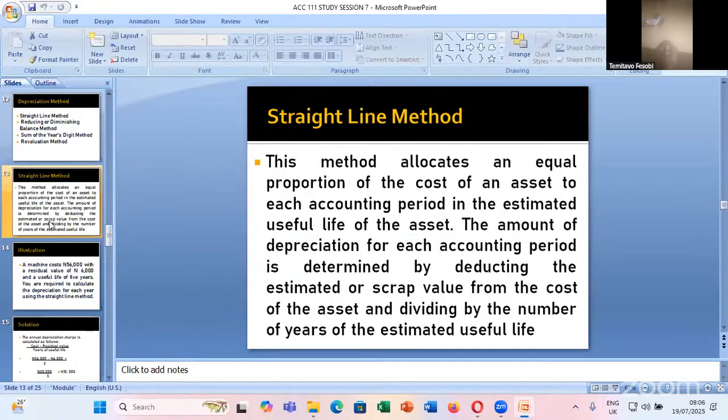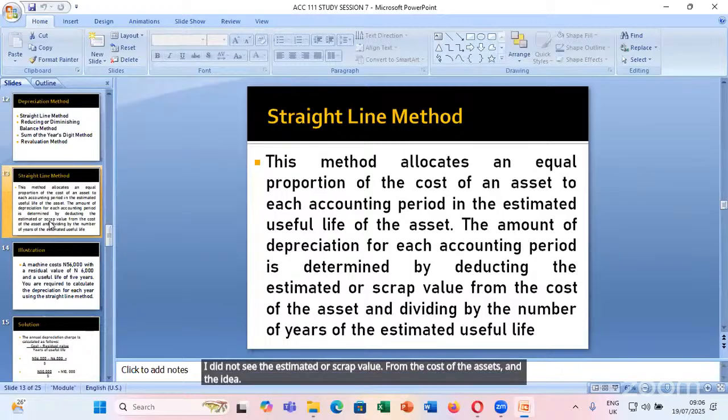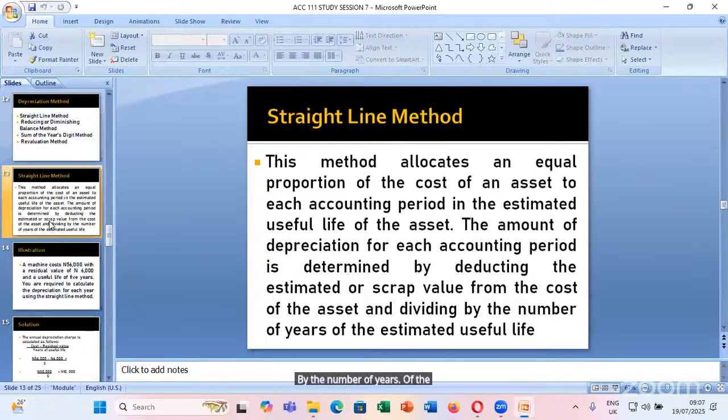The straight line method allocates an equal portion of the cost of an asset to each accounting period in the estimated useful life of the asset. The amount of depreciation for each accounting year is determined by deducting the estimated scrap value from the cost of the asset and dividing by the number of years of the estimated useful life.